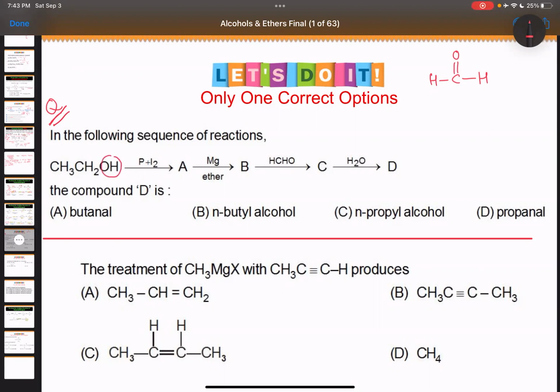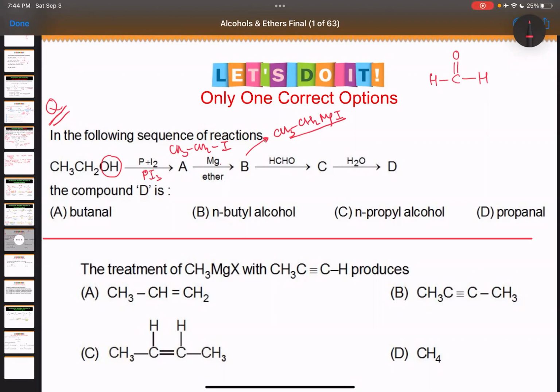Because this is OH, and when you react it with this, we have studied in that alkyl halide chapter. This is PI3. When alcohols are reacted with phosphorus halide, you end up with an alkyl halide, CH3CH2I. Is it clear, Maimuna? Yes. And when you react it with magnesium, it is going to form the MgI compound. That is the formation of Grignard.